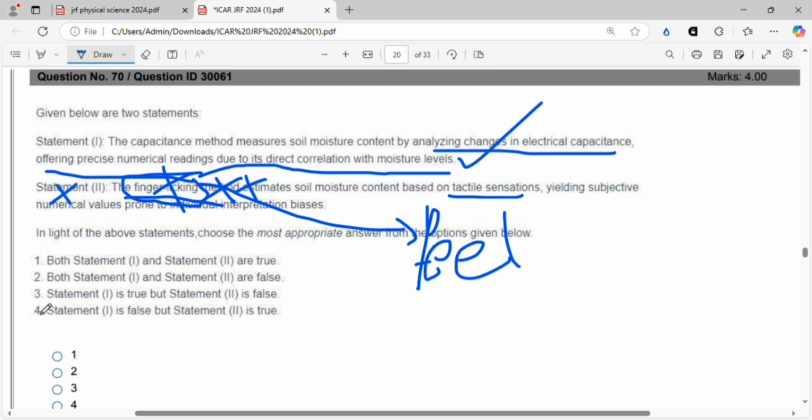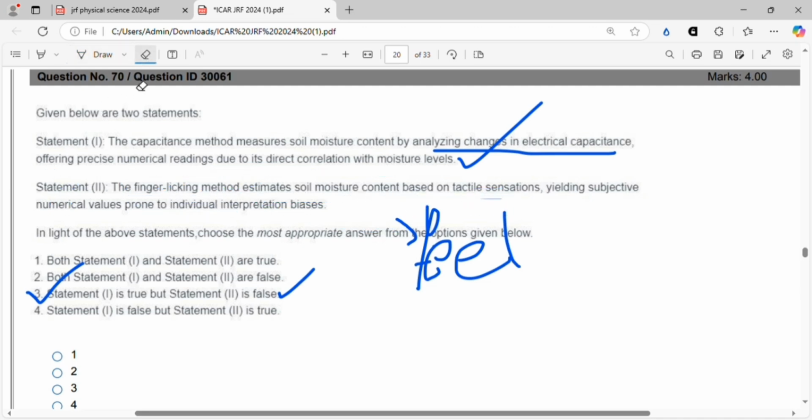So the correct answer will be statement 1 is true, but statement 2 is false. Except this name of the method, the other full statement is correct. If you see closely, the whole statement is correct except this name of the method. And just for the name of this method being wrong, this whole statement becomes wrong, right? So option 3 is the correct option.